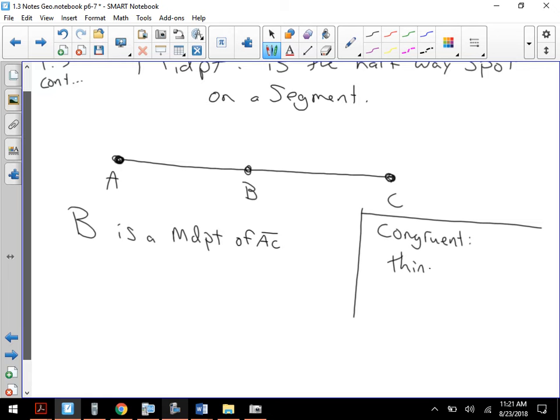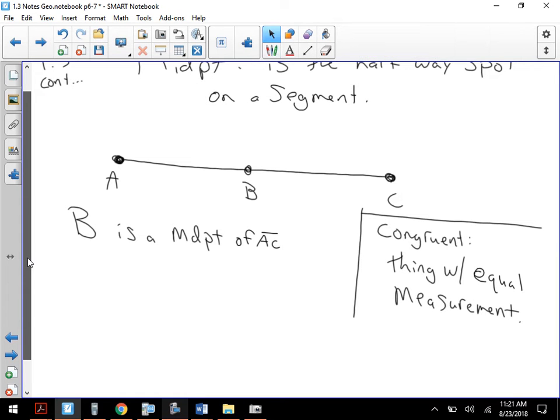Things with equal measurement. Congruent. Things with equal measurement.